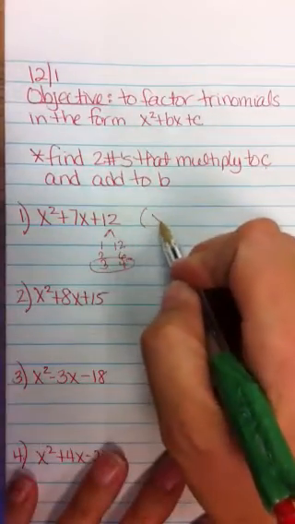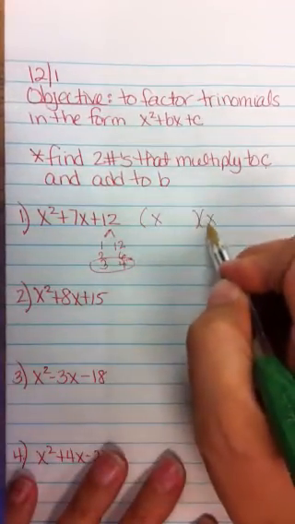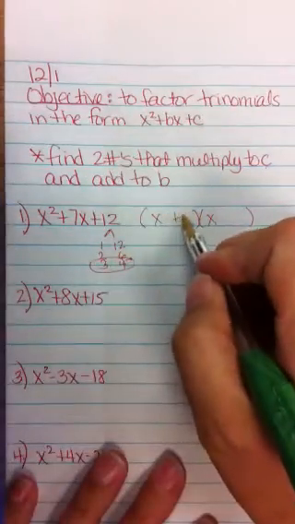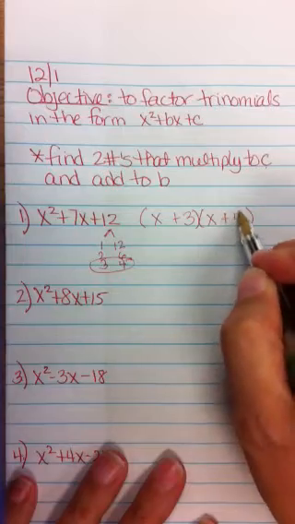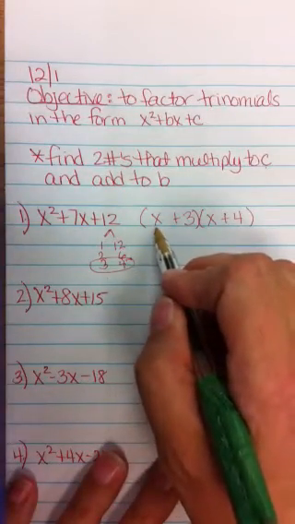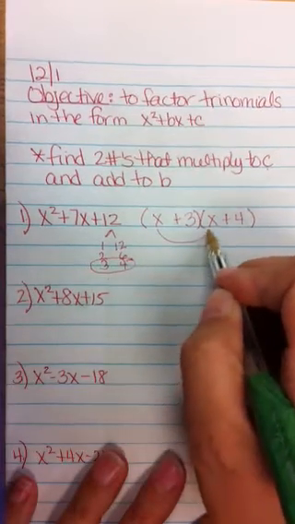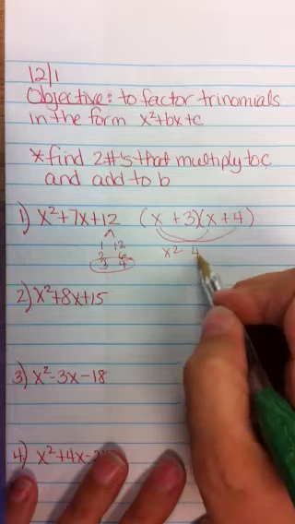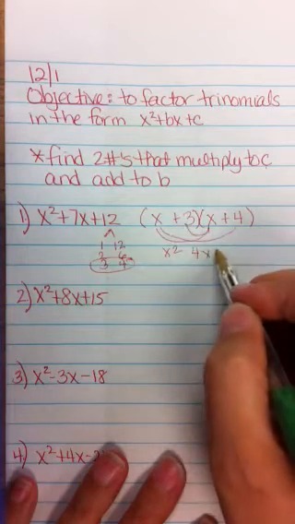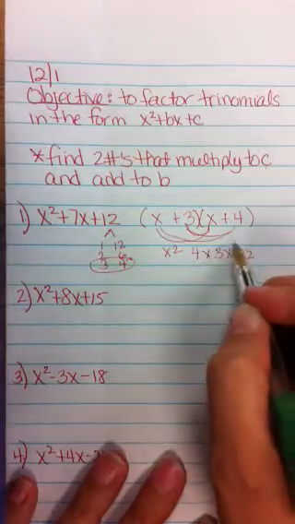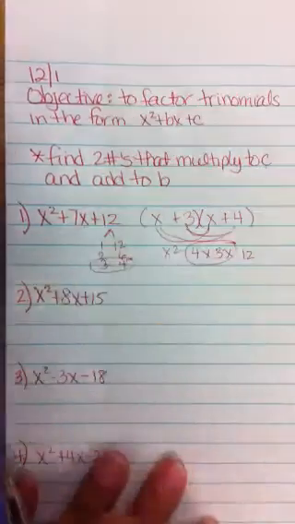So the way we write our answer is x and x in parentheses, and then we put the 3 and 4, and it's plus 3 plus 4. The reason why this works is because we can check it using the distributive property that we did the other day in our lesson. X times x, x squared, x times 4, 4x, 3 times x, 3x, and 3 times 4 is 12. This 3x and 4x makes that 7x that's in the middle.